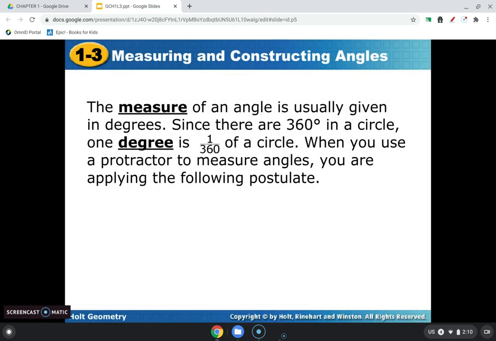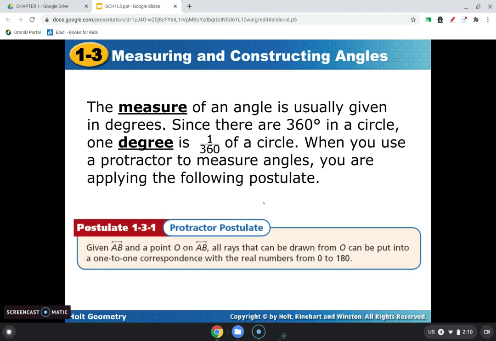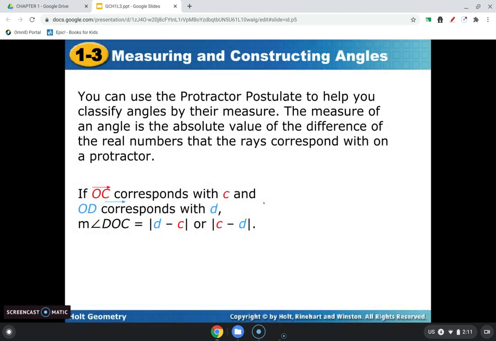All right, the measure of an angle is usually given in degrees. Since there are 360 degrees in a circle, 1 degree is 1/360th of a circle. When you use a protractor to measure angles, you are applying the protractor postulate, which means, once again, there is only one-to-one correspondence between 0 and 180. Just much like the ruler postulate, there is one distance between two points. There is one angle in between 2 points.